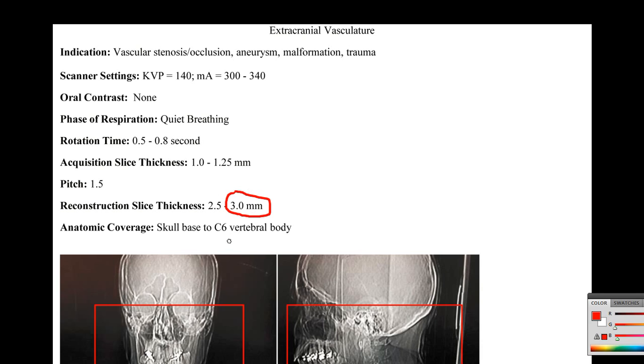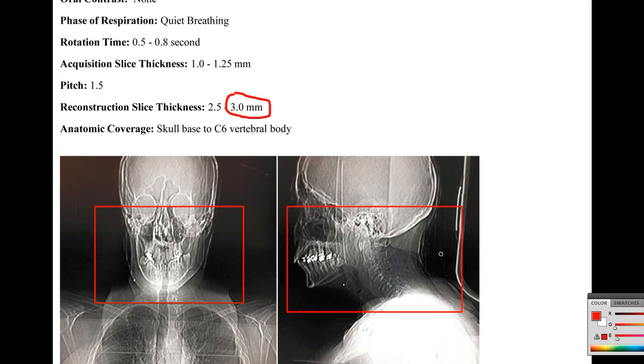The anatomic coverage is going to be from the skull base to C6 vertebral body. As we know, when we get to the skull base, that is where the vasculature is actually entering into the cranial area, and so this would be considered intracranial vasculature, not extracranial vasculature. However, we do go slightly above the skull base. This would be defined as the skull base, but including some portion of the occipital bone would be applicable.